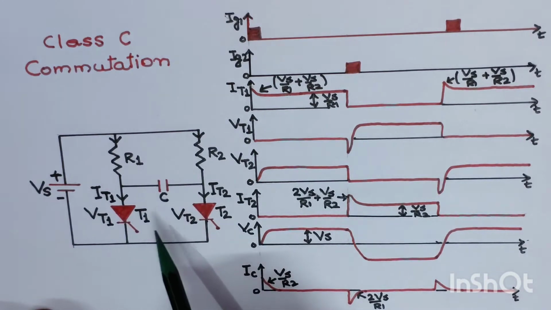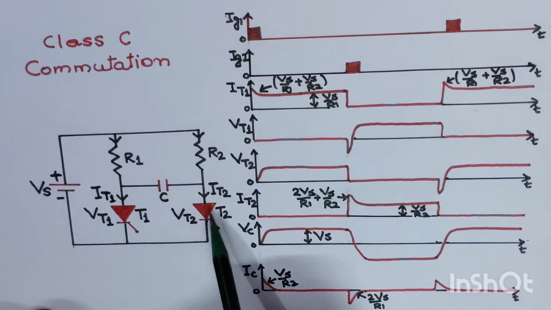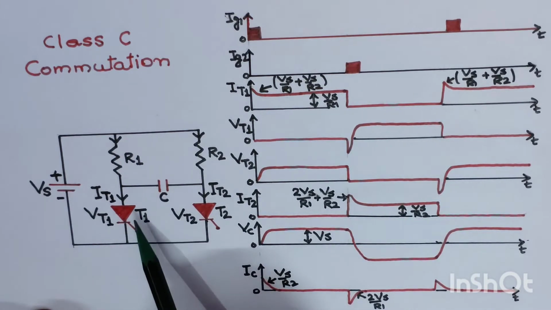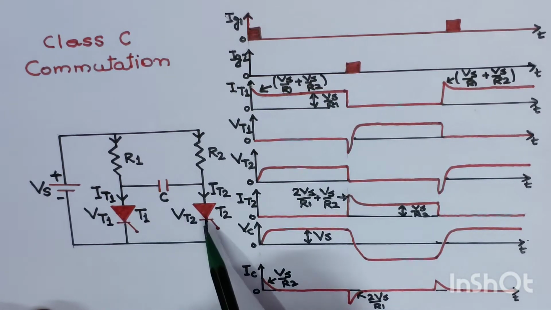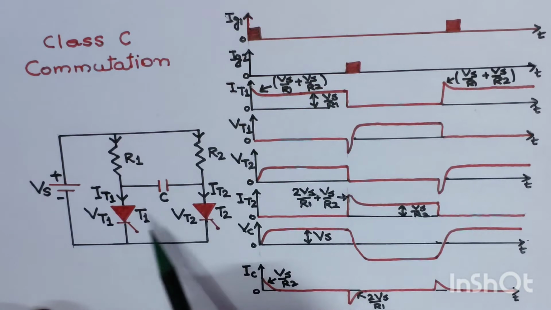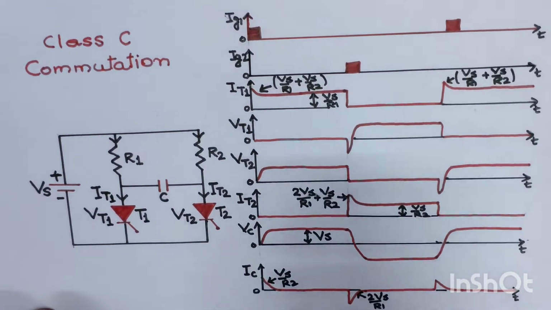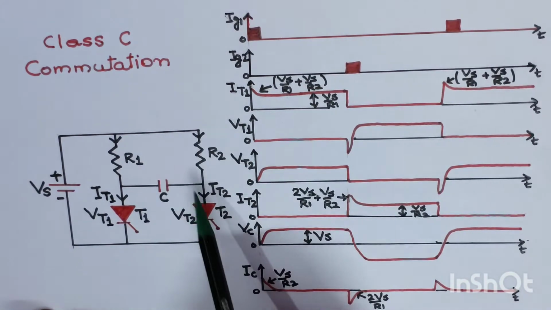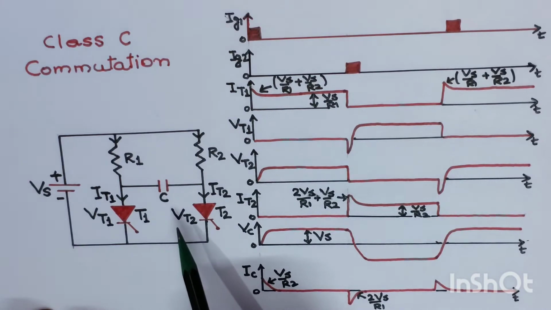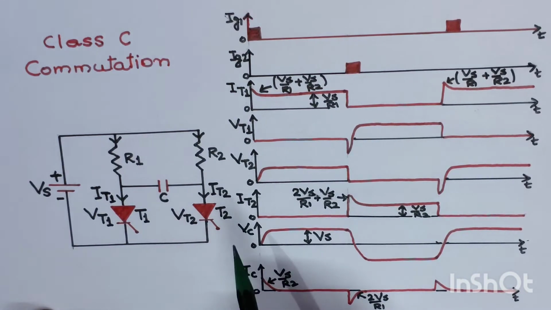For example, we have two thyristors T1 and T2, and let us consider that thyristor T1 is conducting. If we want to switch off the thyristor T1, then we will switch on the thyristor T2. So thyristor T1 will be switched off. This process is called commutation. So we will study about the class C commutation, also referred to as complementary commutation.